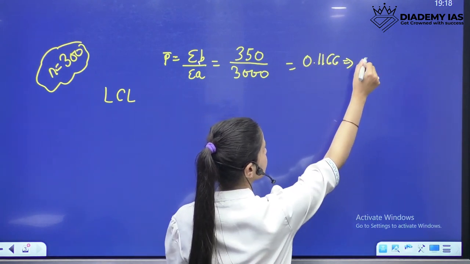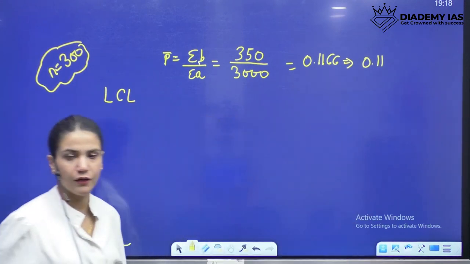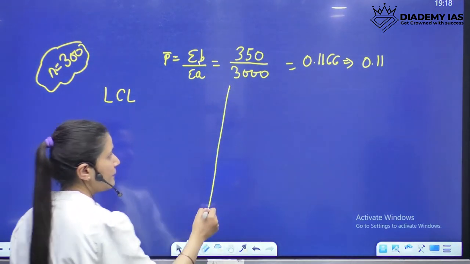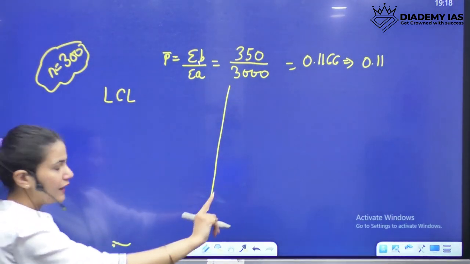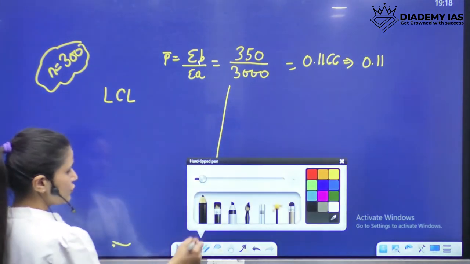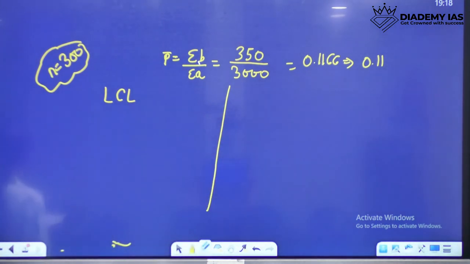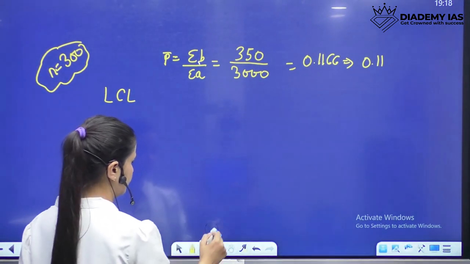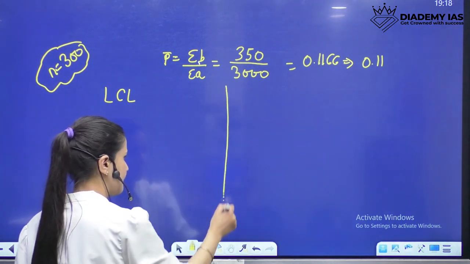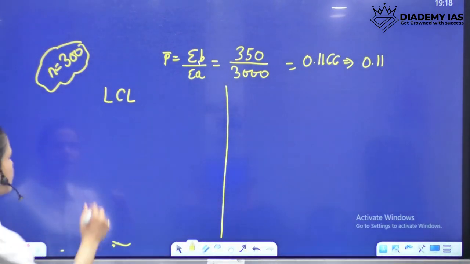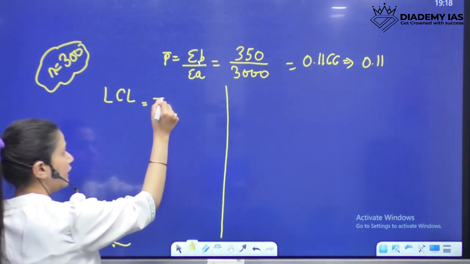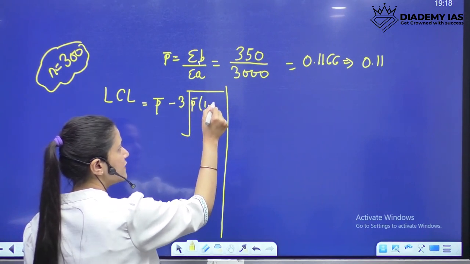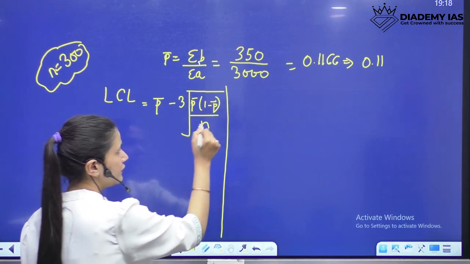But I'm just going to round it off to 0.11. Let's take that. Right, so now let me use the formula here for this. Now we have the middle line, the value for that. The formula for the LCL was basically p bar minus 3 under root p bar into 1 minus p bar, whole upon n, right?